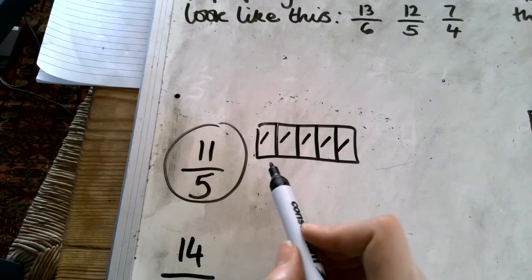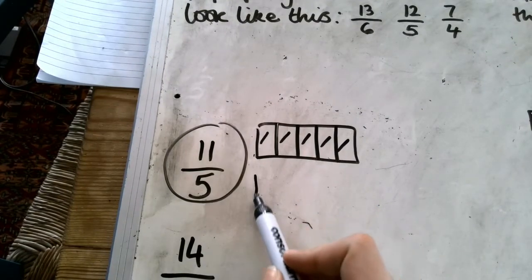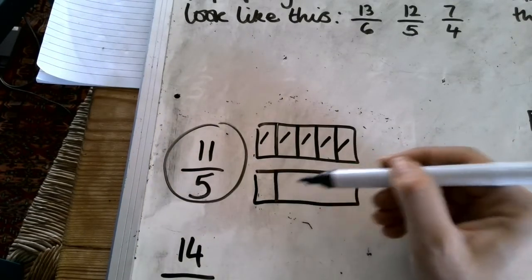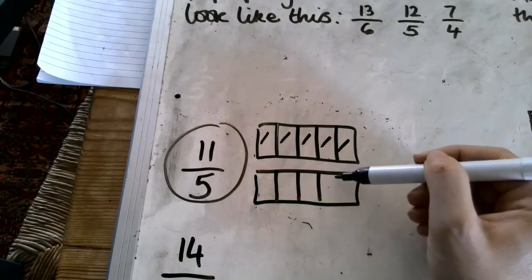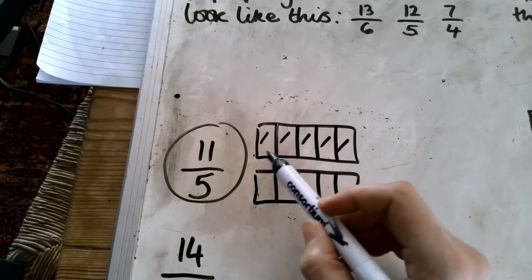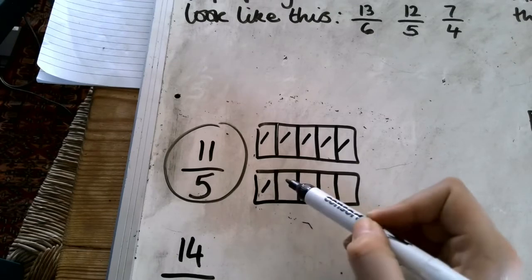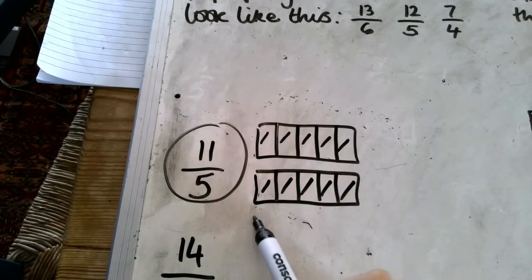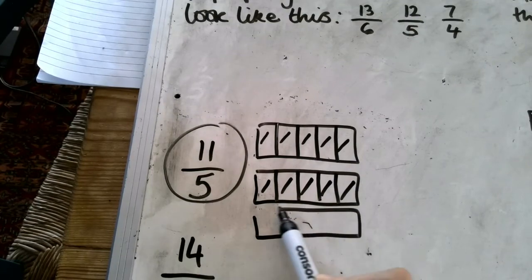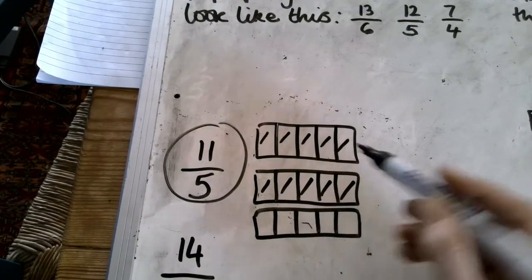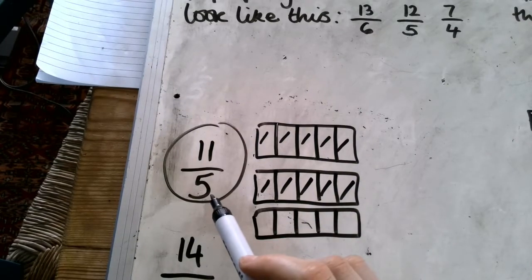I've still got a little bit more to colour in. So I'm going to draw another rectangle. And I have to separate this into 5 parts because I'm looking at fifths. I'll keep colouring in. 6, 7, 8, 9, 10. Therefore, I need to draw another rectangle.